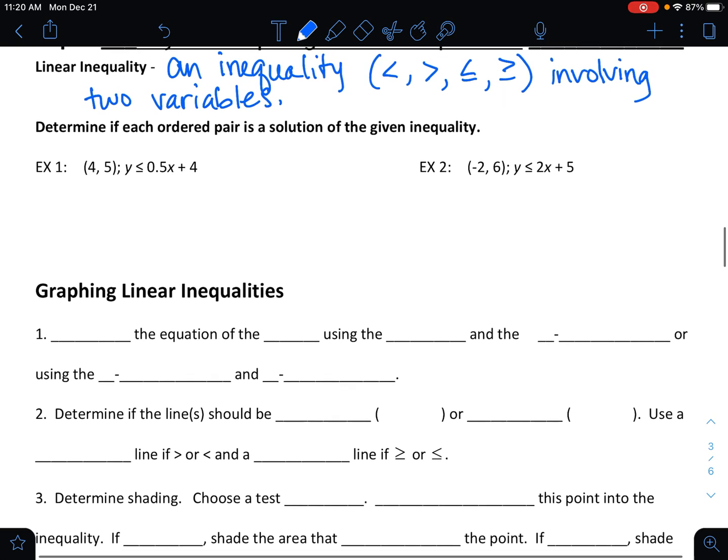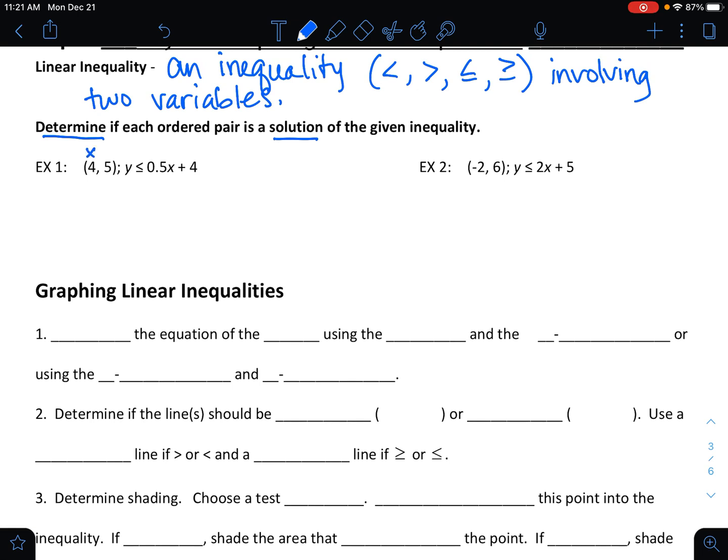Before we jump into graphing, on these first 2 examples, we are going to determine if each ordered pair is a solution. Now remember, a solution means 2 things. The first thing it means is if we plug it into the equation, or in this case inequality, it makes the inequality true. That also means if I were to graph it, it will be a part of the solution as far as our line goes. So on these first 2, let's just simply plug in and see what we get.